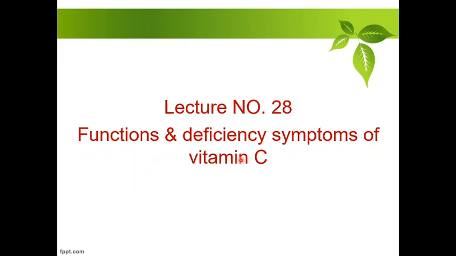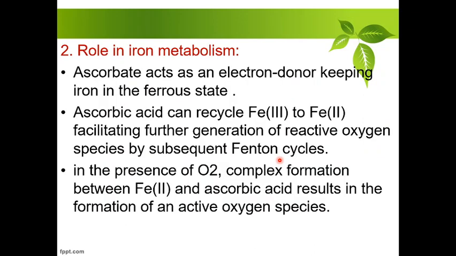Function and deficiency symptoms of vitamin C. Role in iron metabolism. Ascorbate acts as an electron donor, keeping iron in the ferrous state. Ascorbic acid can recycle ferric iron to ferrous iron. It converts ferric iron to ferrous iron, further generating reactive oxygen species by the Fenton cycle.